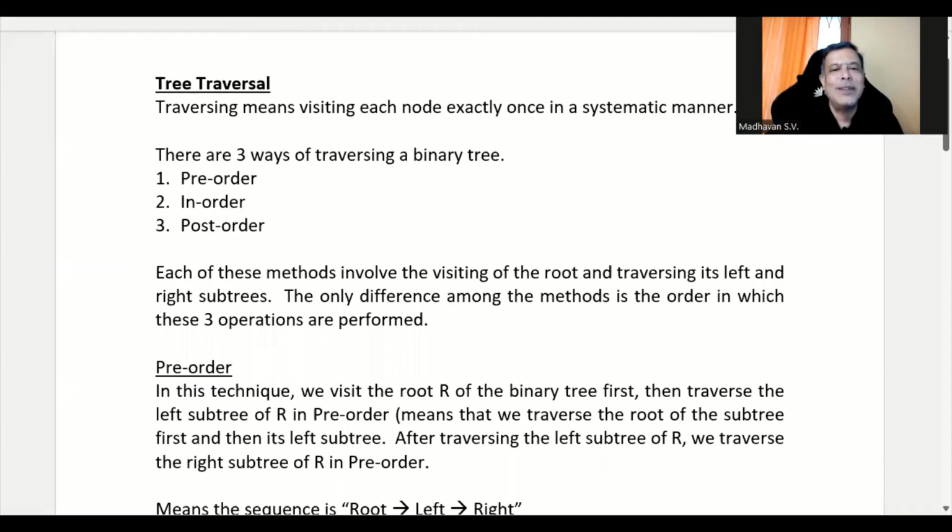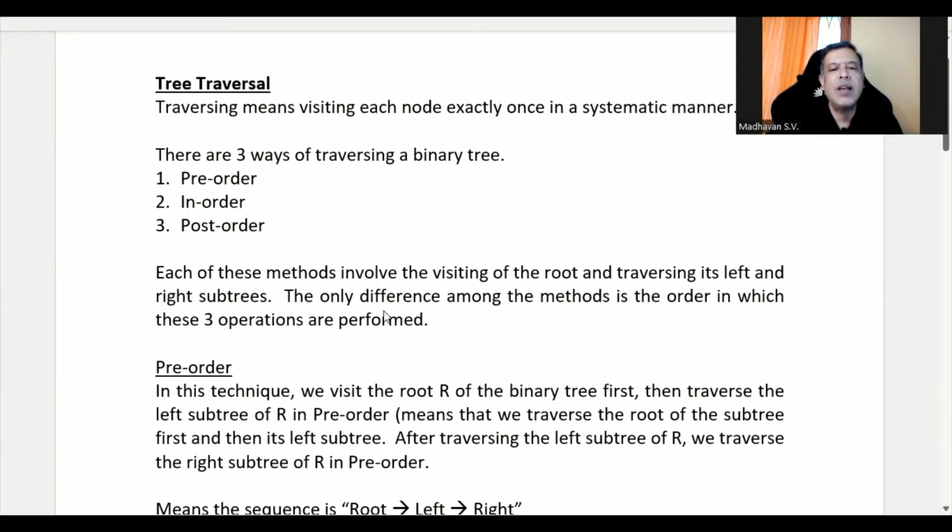Hello everyone. In this video, we will understand tree traversal in a binary tree. Traversing means visiting each node exactly once in a systematic manner. There are three ways of traversing a binary tree. First one, pre-order. Second one, in-order. Third one, post-order. Each of these methods involves visiting the root and traversing its left and right subtrees.